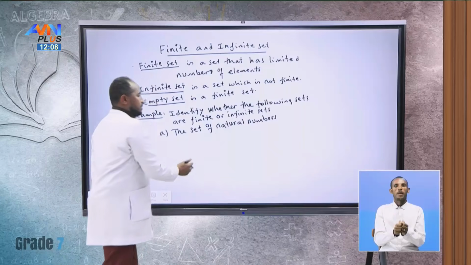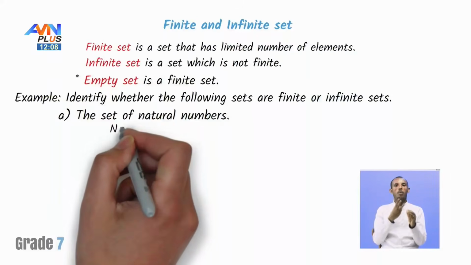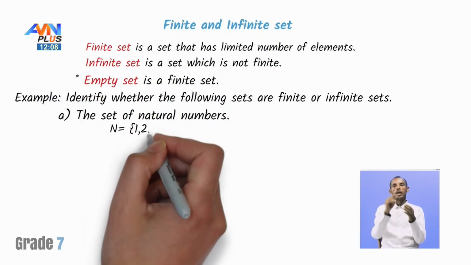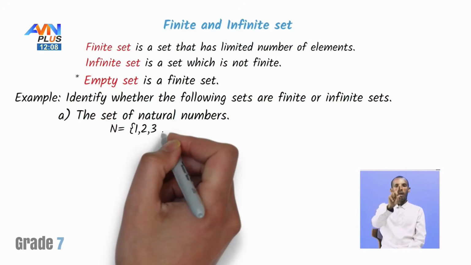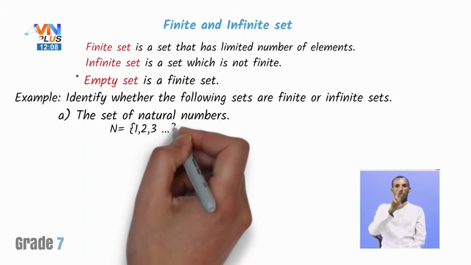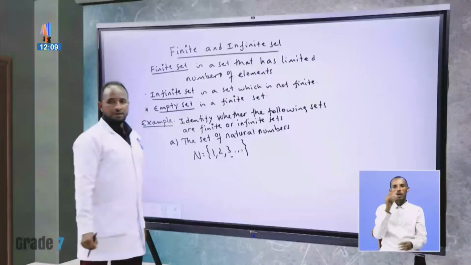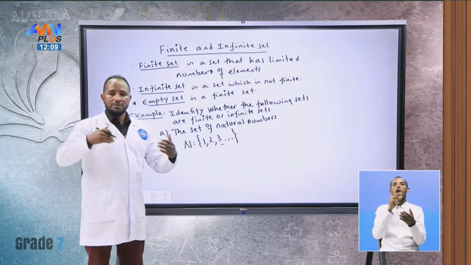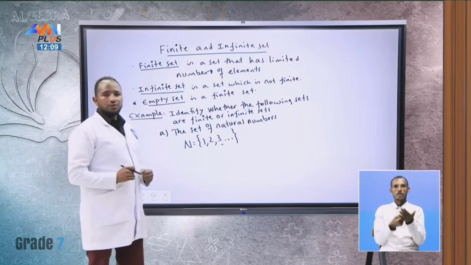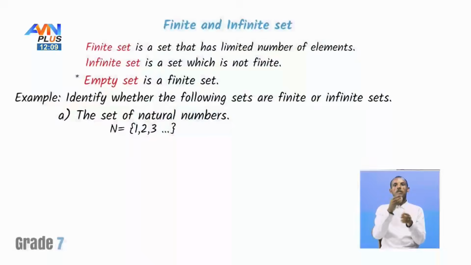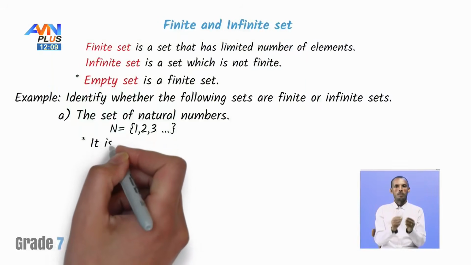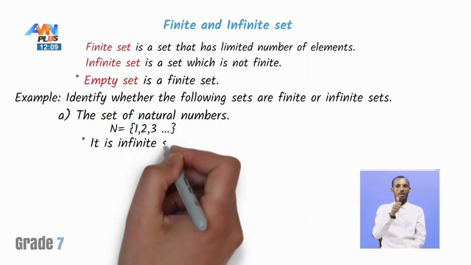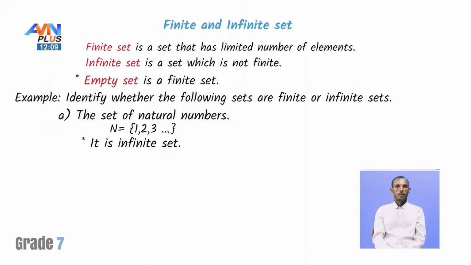When we see natural numbers, we can use the symbol N, and we can list the members of this set of natural numbers, starting from 1: 1, 2, 3, and it goes on like this without limit. So as you can see, the members of this set are not limited, it's unlimited. Because of that, the set of natural numbers is an infinite set. Therefore, the answer is infinite.